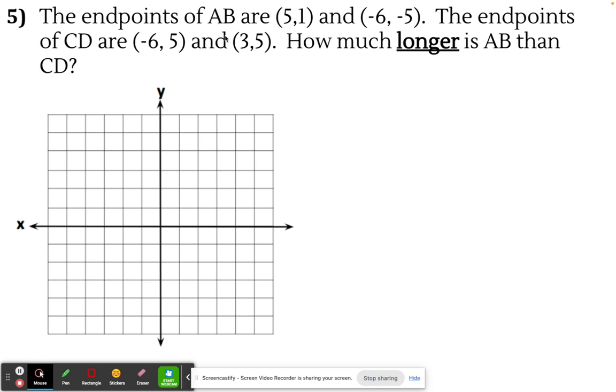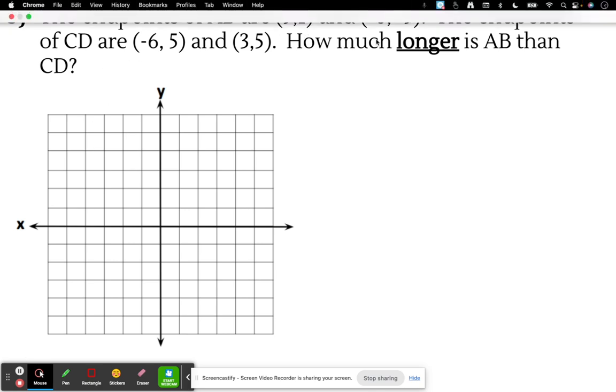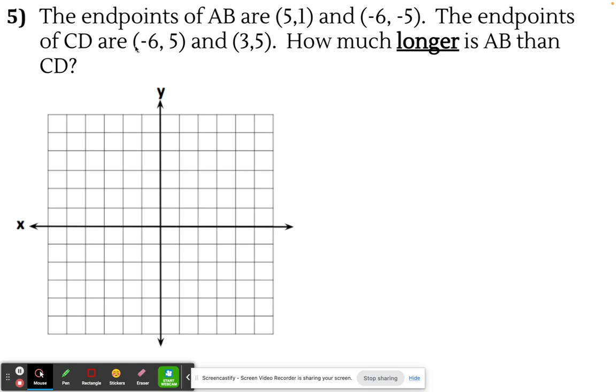It says the endpoints of AB are 5, 1 and -6, -5. The endpoints of CD are -6, 5 and 3, 5. How much longer is AB than CD? Well, let's see what those look like. AB is 5, 1, and -6, -5. So these are my endpoints of AB.